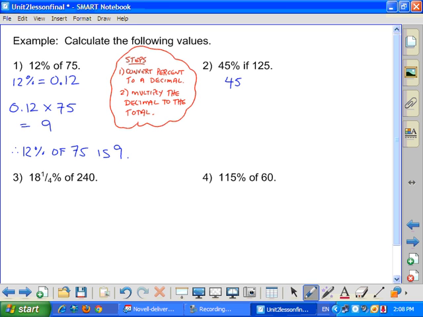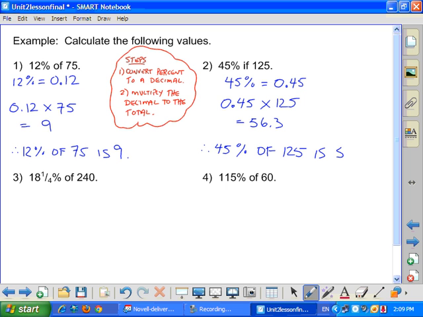All right, so last couple of examples here then. 45% of 125. So we convert to a decimal. That's our first step. We then take the decimal and multiply it to the total. So 0.45 multiplied by 125, and I get 56.3. And therefore, 45% of 125 is 56.3. I'll correct that spelling mistake. It's not if. It should be of.